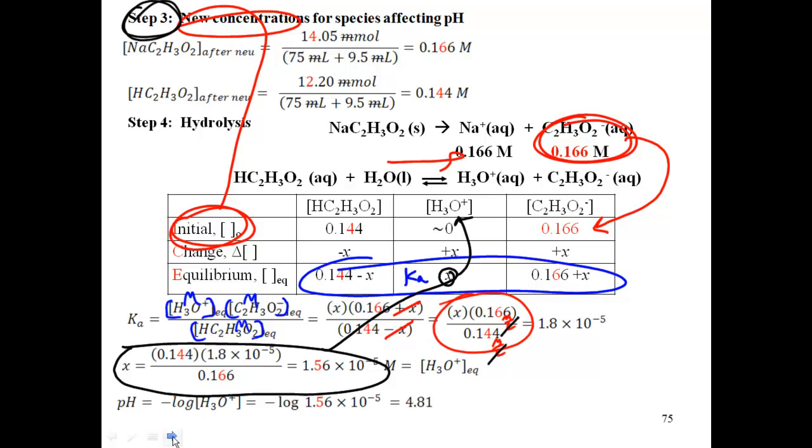correct answer. All right, getting to our ultimate goal in this problem, which was the change in pH. The pH of this buffer system after I added the acid is 4.81. Let's compare that to the original buffer pH. So what was the change in pH due to that additional HCl?